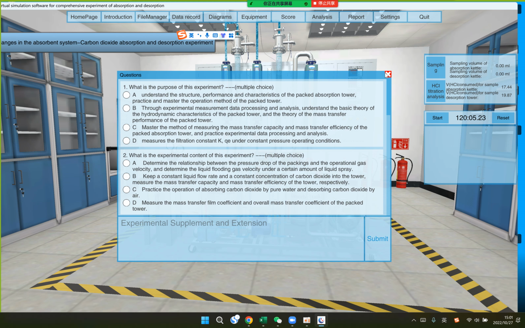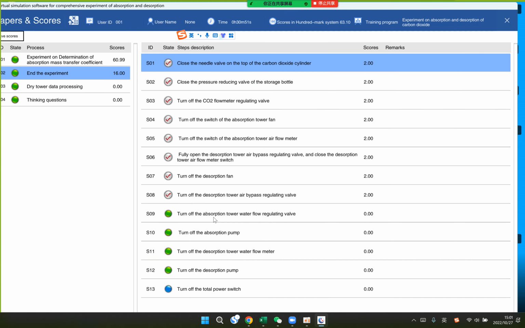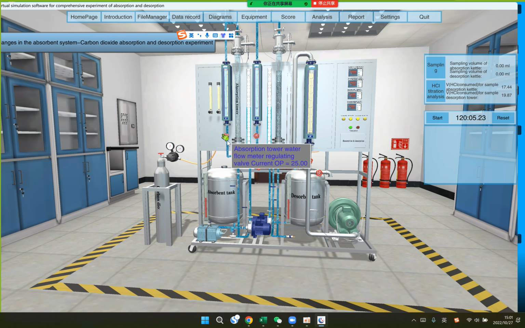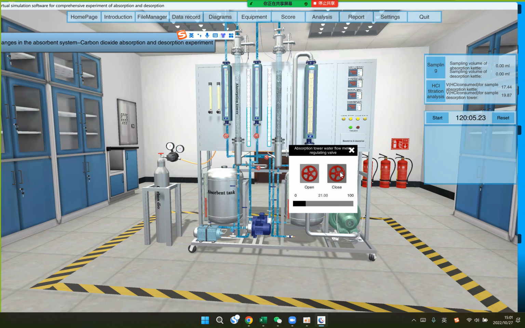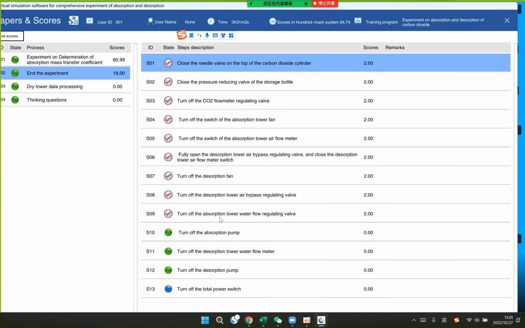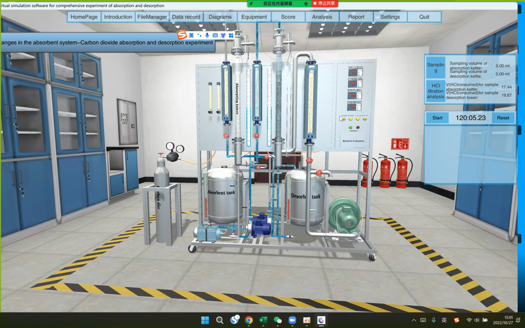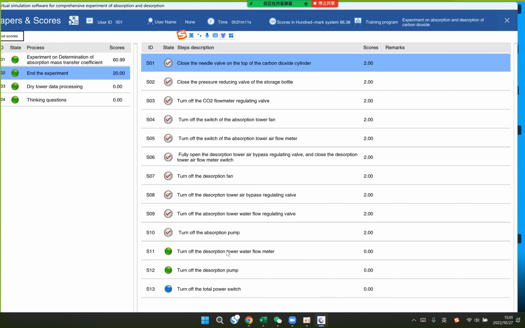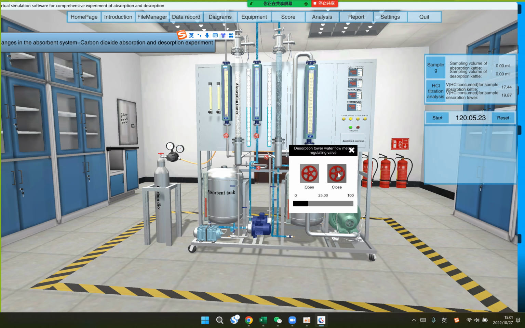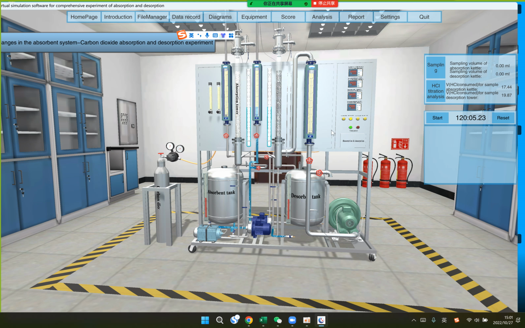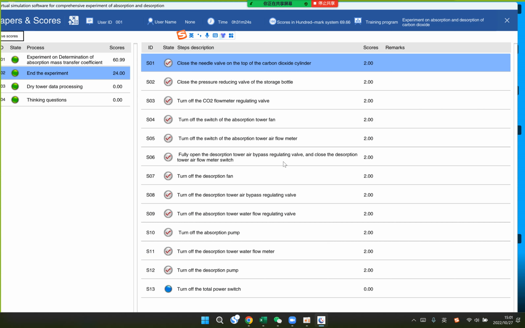And then turn off the absorption water regulation. Turn off this one, and then turn off the pump for the absorption part, and then the pump for this option. Turn off this pump, this valve, and also this pump, and turn off the power.